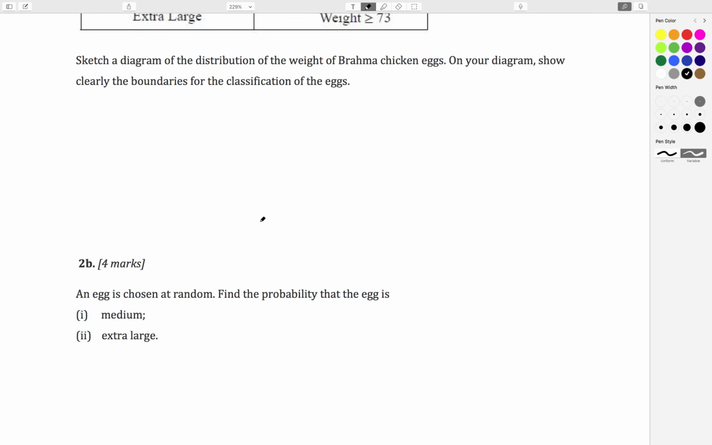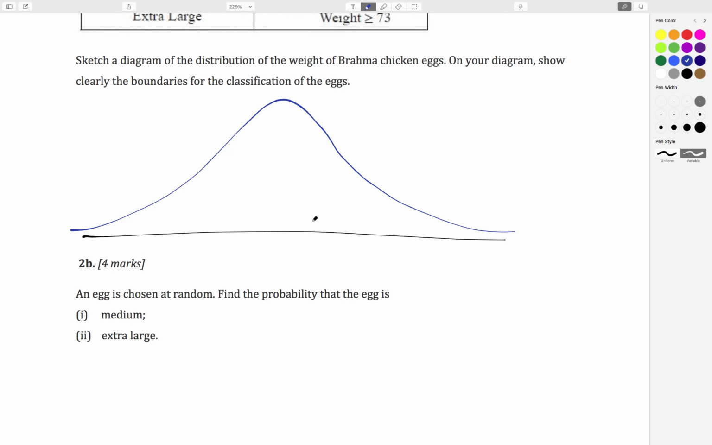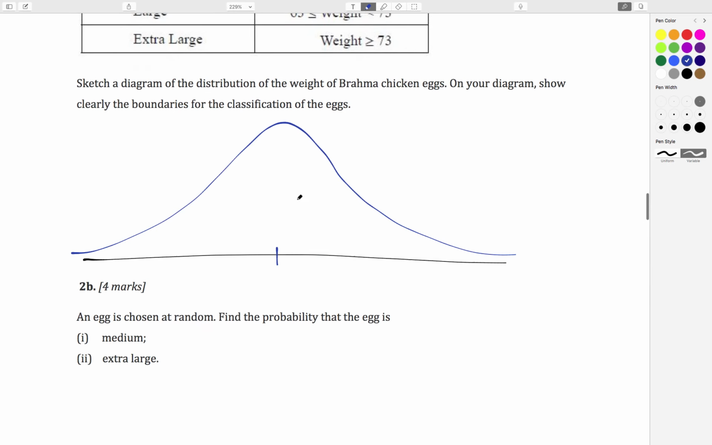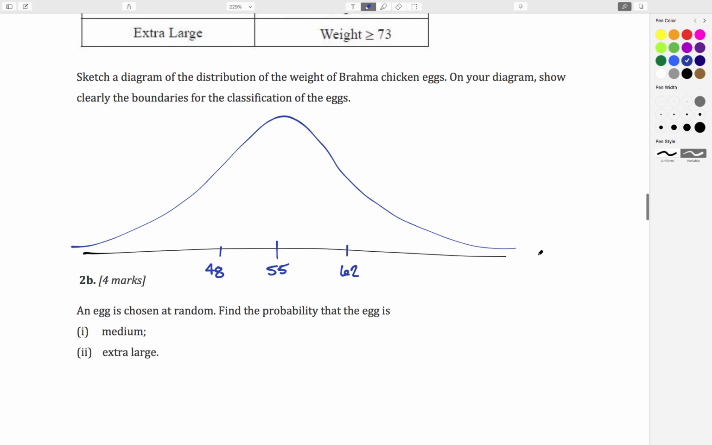So I have my normal distribution. Here's my bell curve. My mean is 55 grams. My standard deviation is 7, so this is 62, and this is 48. Now this is weight.